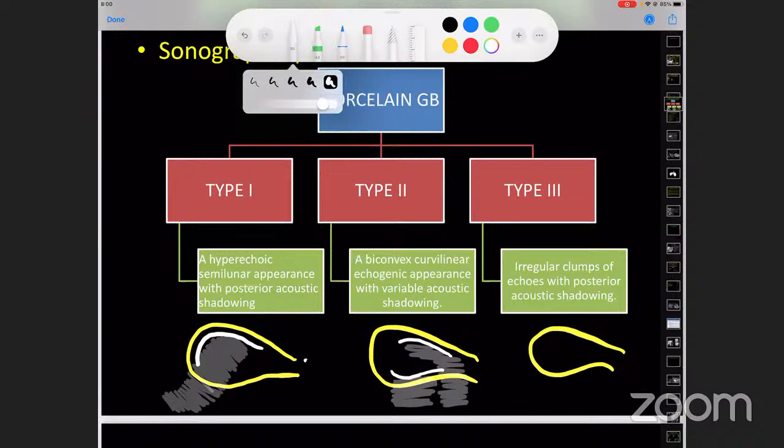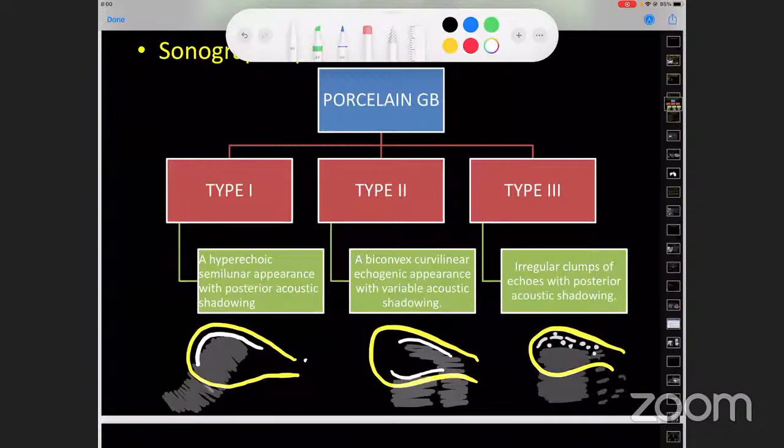And type 3 then will mean irregular, small bits. Yes, small bits on the posterior wall, perhaps. So the shadow will be somewhat like this, I think. Individual shadows, yeah, stippled. So stippled shadows.